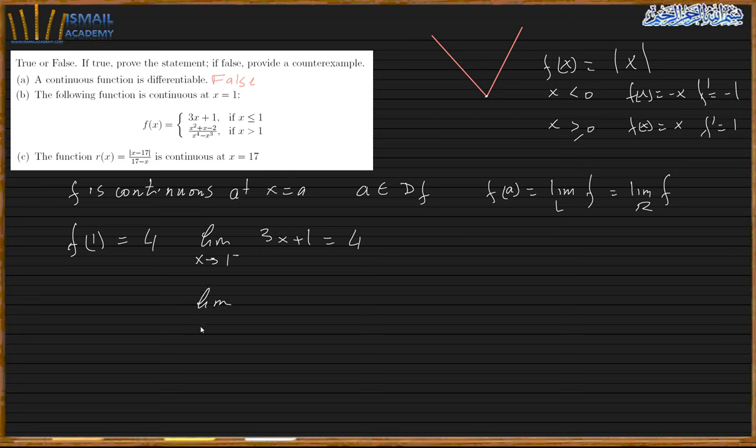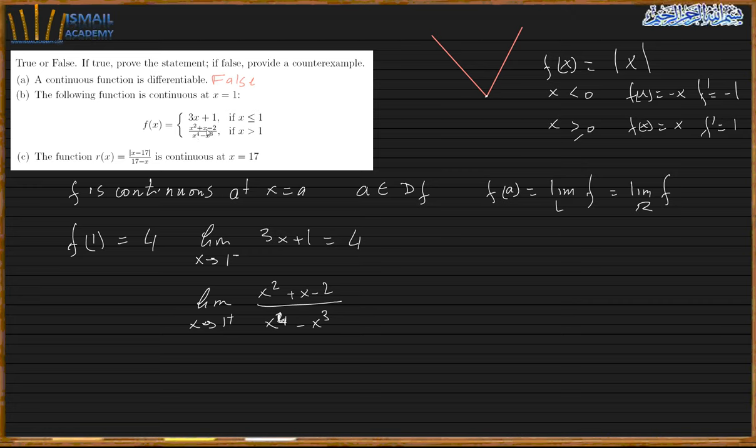So the limit when x goes to 1 positive is going to be x squared plus x minus 2 over x to the 4 minus x cubed. So why didn't you use the first equation? Because the first expression is only for x less than 1. For x greater than 1, I have to use this.